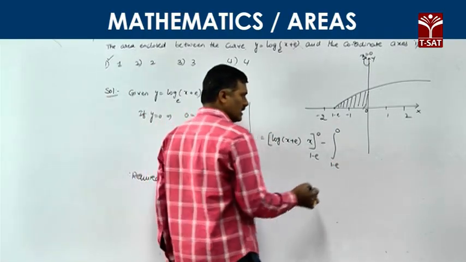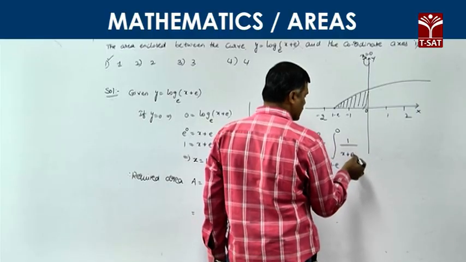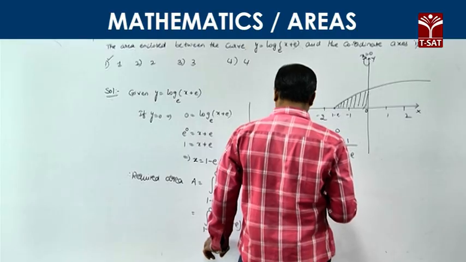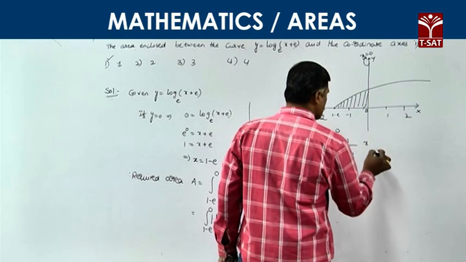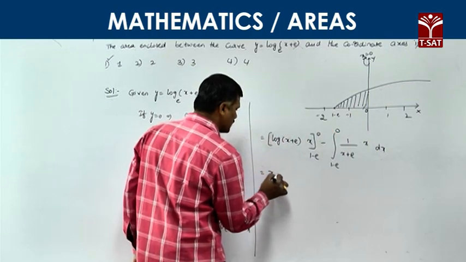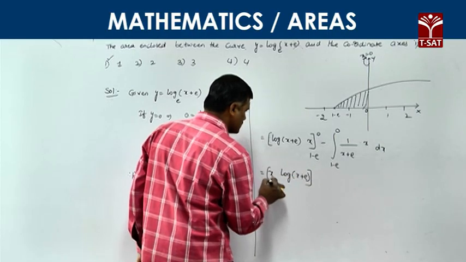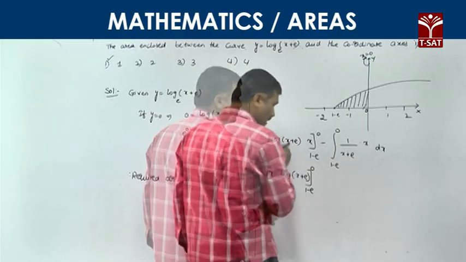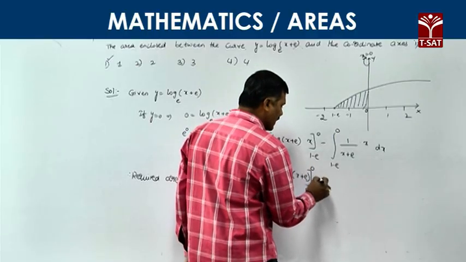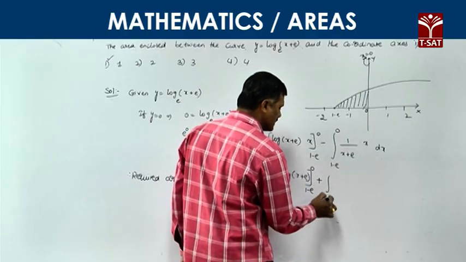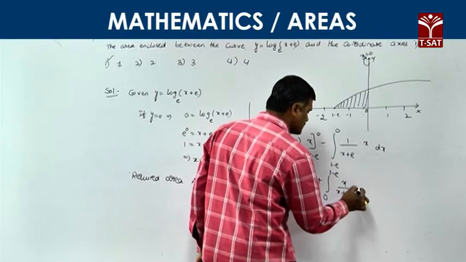Derivative of the first function is 1 by x plus e, into the integral of the second function. The integral of the second function, integral 1 dx, is x. That is equal to x into log of x plus e, limits 1 minus e to 0. Now, integral a to b f of x dx is equal to minus integral b to a f of x dx. Now the limits change: 0 to 1 minus e, x by x plus e dx.